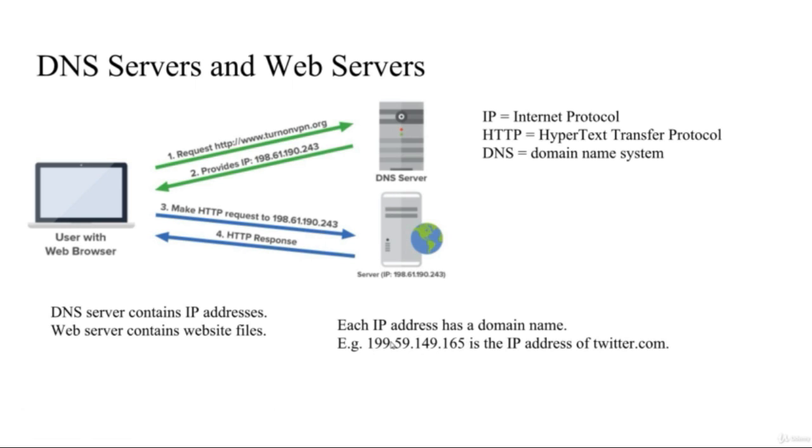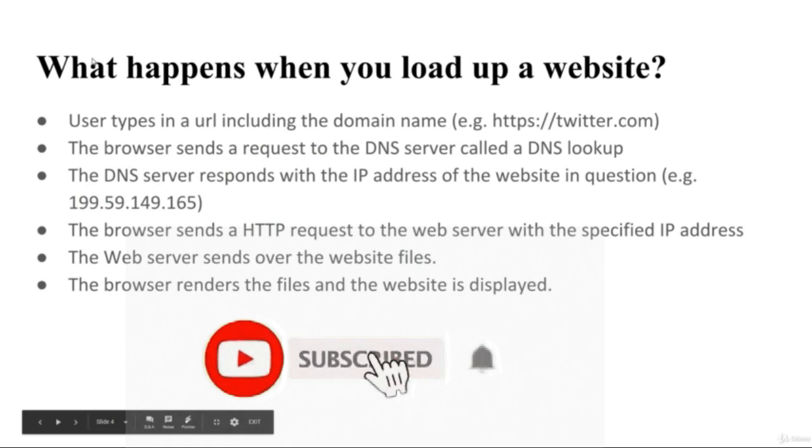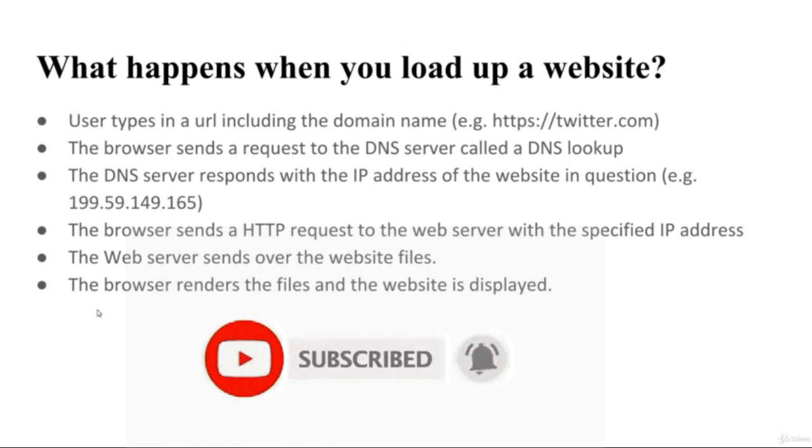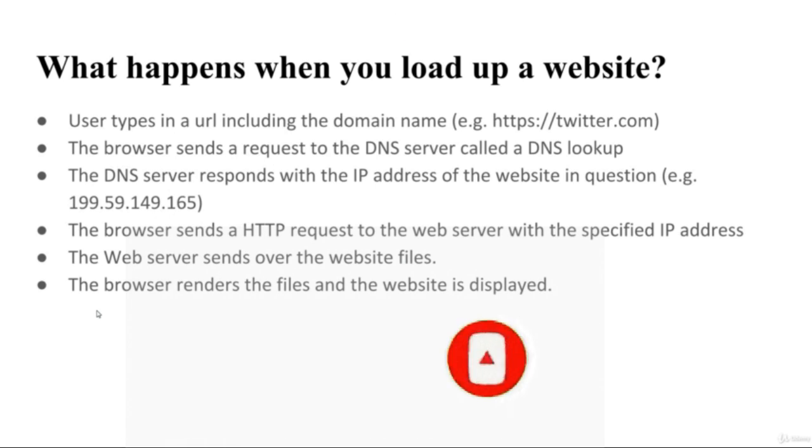So if you look up this IP address here, you should get twitter.com coming back in the exact same way that you would do it for any other website. So here is just a chronological order of what would happen when you actually load up a website. So this is just what we said. The user types in a URL, including the domain name, such as twitter.com.